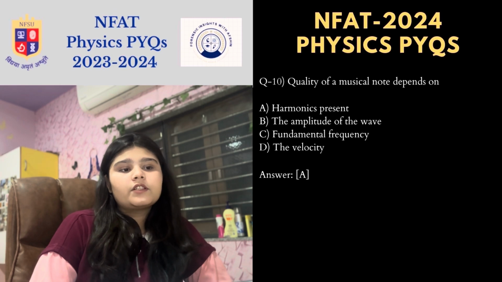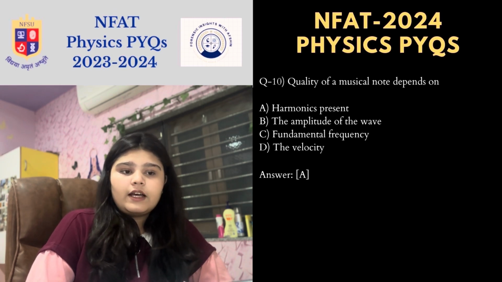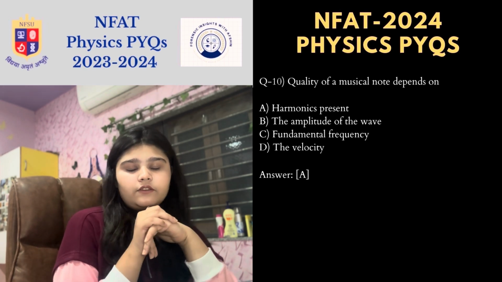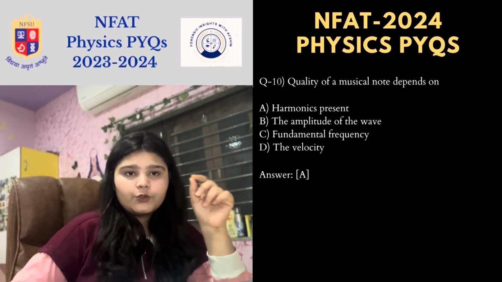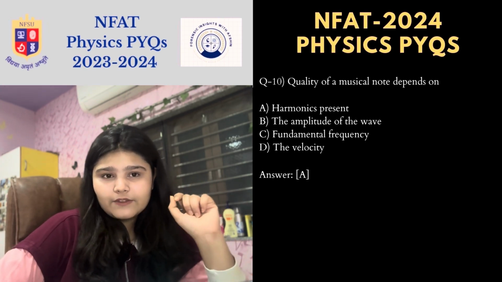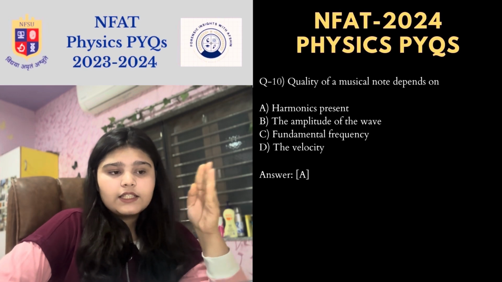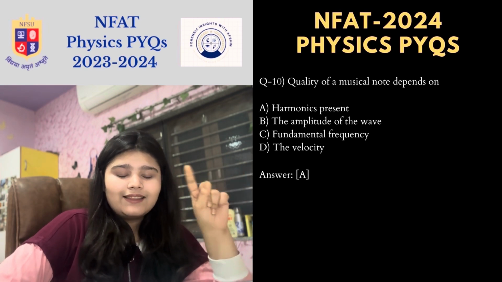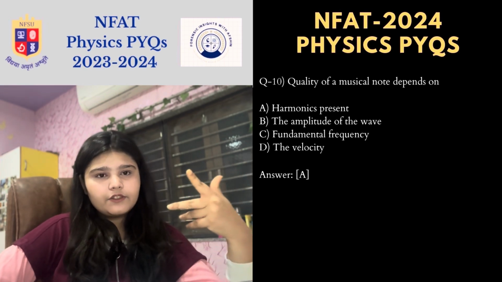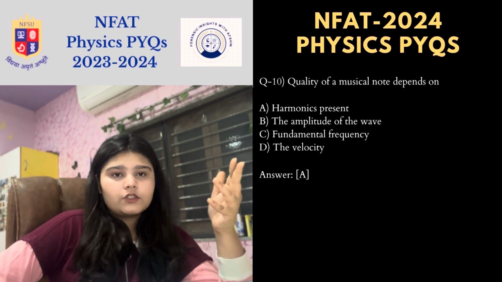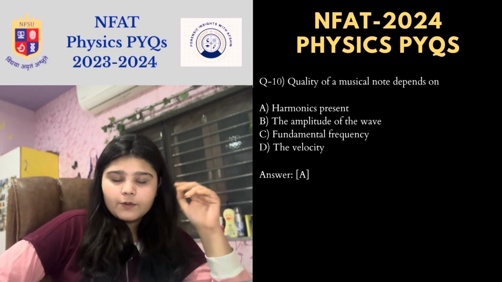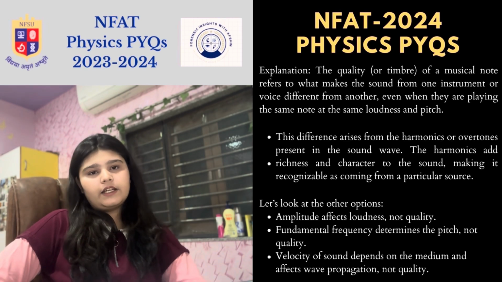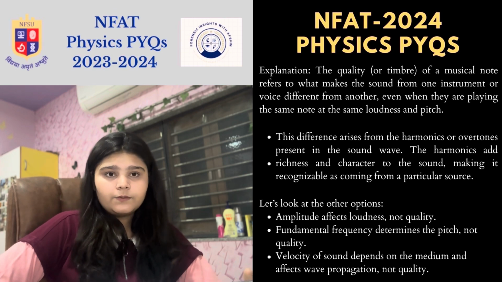Next is: quality of a musical note depends on. Options are harmonics present, second is amplitude of the wave, third is fundamental frequency, and fourth is the velocity. Now amplitude, we know, and here the talk is specifically about a musical note, so amplitude is always about the loudness. Then second is fundamental frequency, that gives the pitch of the musical note, and the velocity depends on the medium. So which option is left? That is harmonics present. So that is the correct option for quality of a musical note.